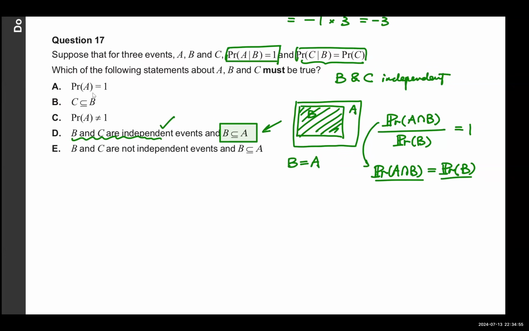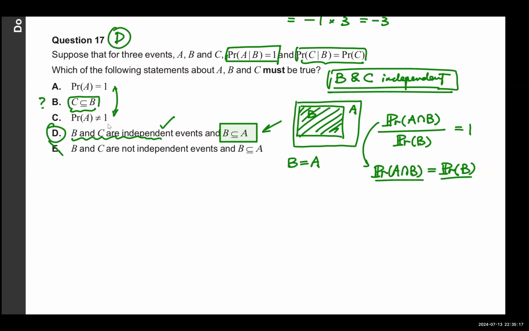And the other options: probability A equals 1, probability A is not equal to 1. Well, these two are contradicting statements. I'm not going to choose that, okay? And for C is a subset of B, I question that because I have a more apparent conclusion. B and C are independent, okay? Option E is impossible. Okay.